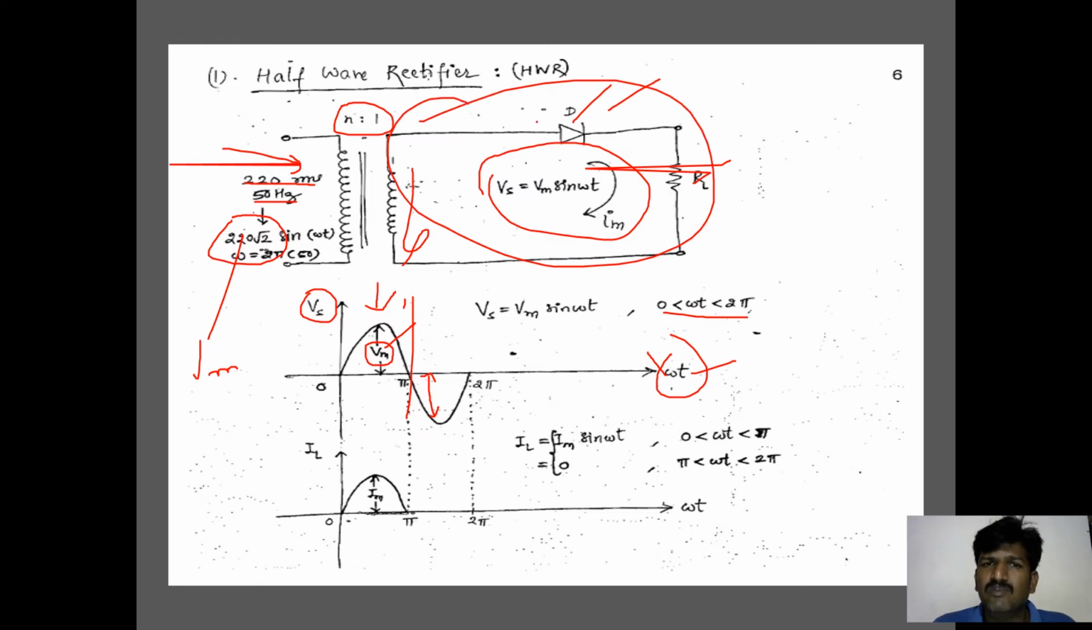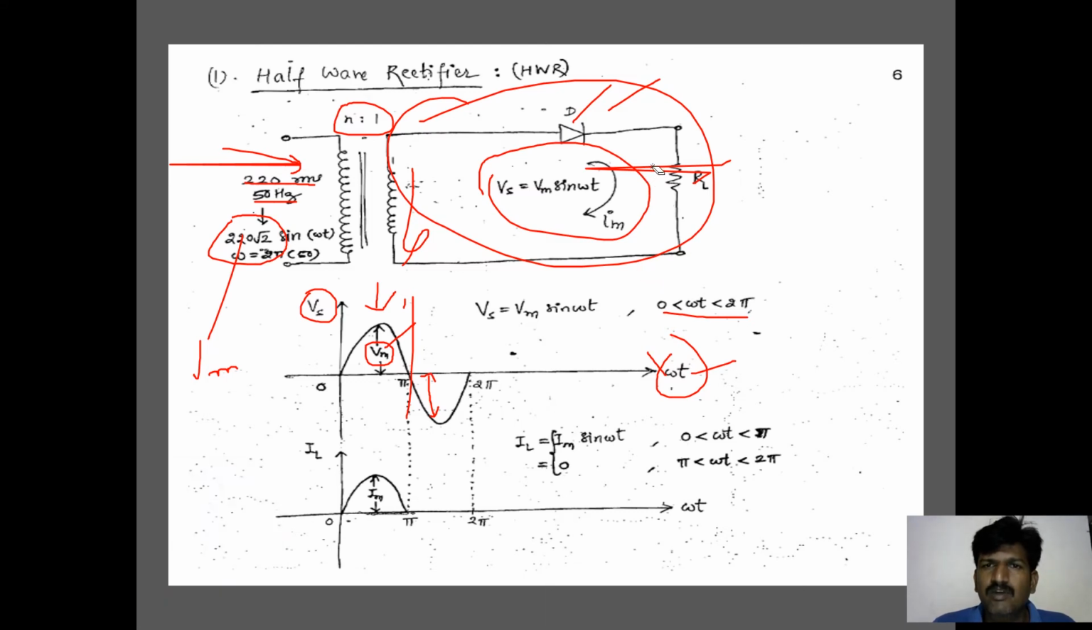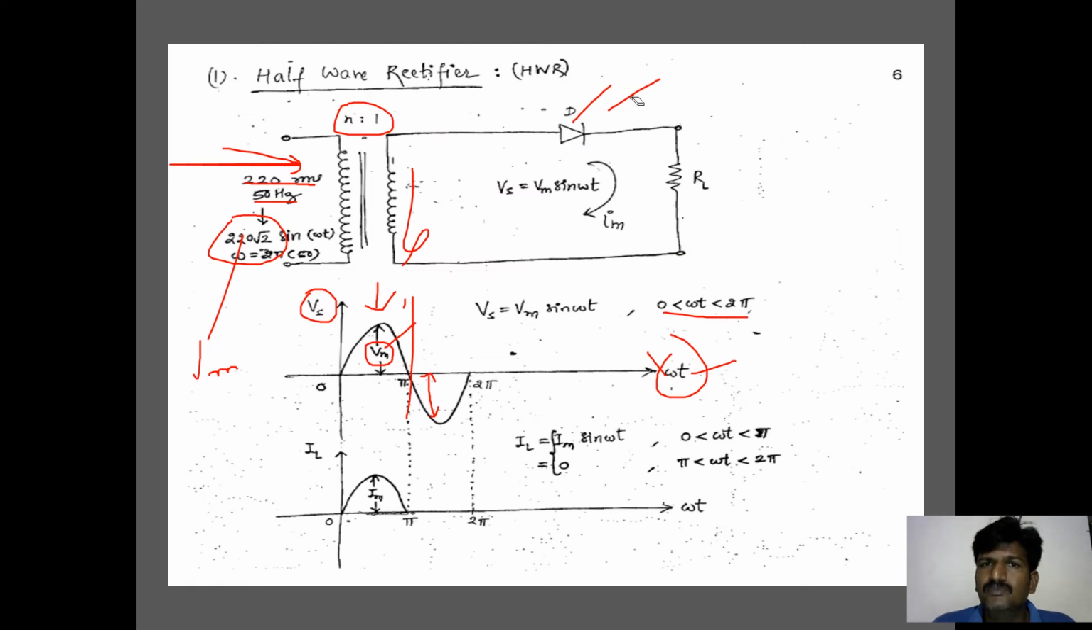When the diode becomes forward biased, the loop is closed. Then some amount of current passes through this circuitry. You can understand that Im exists through the circuitry. When Im passes through the RL, you have a voltage across the RL. That voltage is nothing but the load voltage, or you can write it as the load voltage or DC voltage.